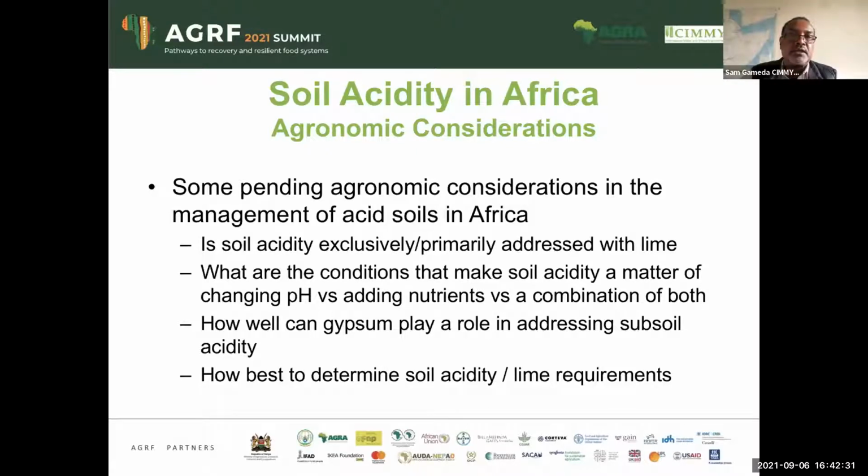And then the other thing is, when we're looking at soil acidity and trying to determine how much lime, what are the methods that we need to use? What are the things that we need to do to be able to do so? Do we just measure pH? Do we have other soil properties to look at?